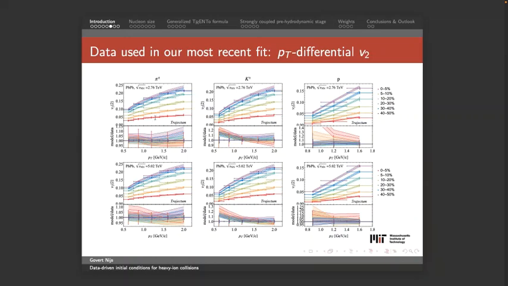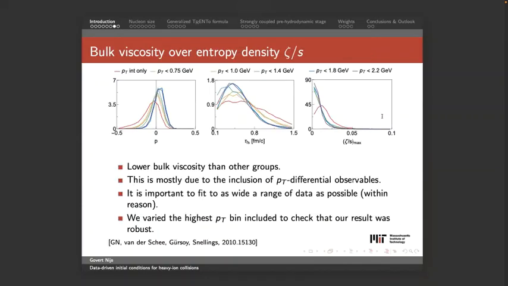Yeah, so we have the v2 for pions, kaons, protons again. And just to see why that's relevant, this already was discussed earlier, that in this first analysis, where this paper is, where this plot is from, we found a much lower bulk viscosity than other groups. So you can see that here is the posterior for the bulk viscosity. And we found that that's mostly because of the inclusion of these pT differential observables.